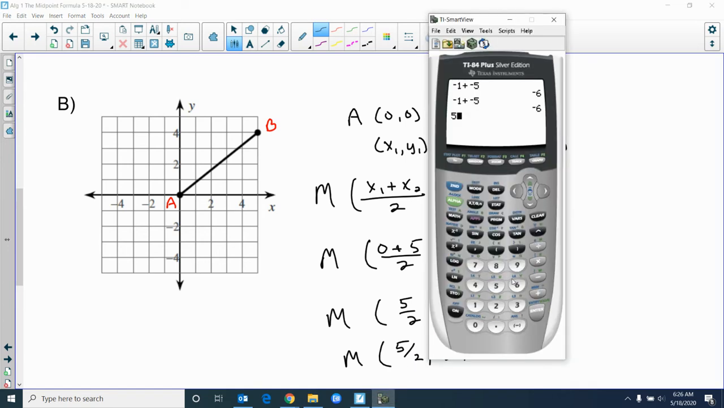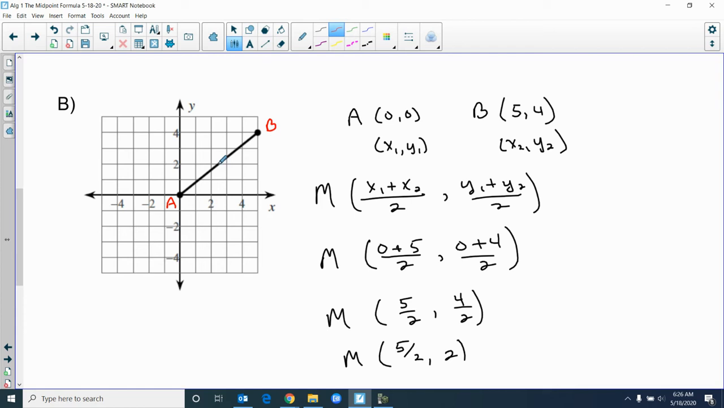And what is that decimal? 5 divided by 2 is 2.5. So if I'm going to plot this point, I go over 2.5 and I go up 2. Right there's that midpoint. It's halfway between the x's. Well, the x's go from 0 to 5, so halfway between would be 2.5. And then the midpoint for the y's would be halfway between 0 and 4, which is 2. Okay, so sometimes it's good to have a graph because you have a good visual for that.